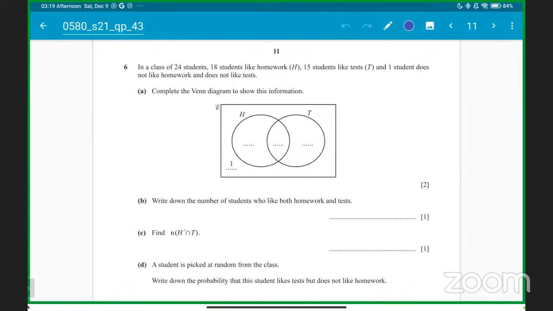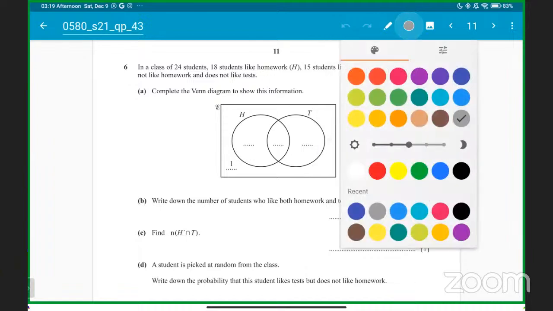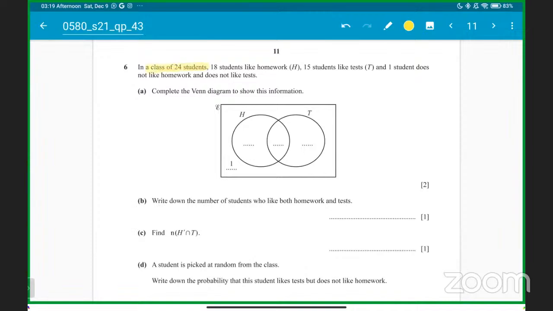So here we go. This is May, June 2021, paper 4, variant 3, question number 6. We have done a very good question on probability, okay? Make sure it's one of the 15 marks questions, huge on probability. In a class of 24 students, 18 students like homework, 15 students like test, and 1 student does not like homework and does not like test, okay?